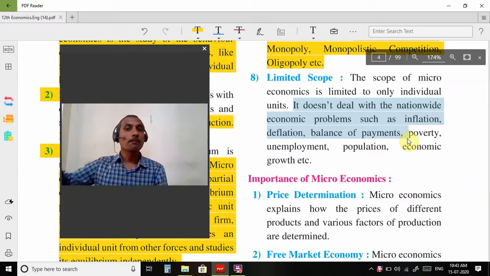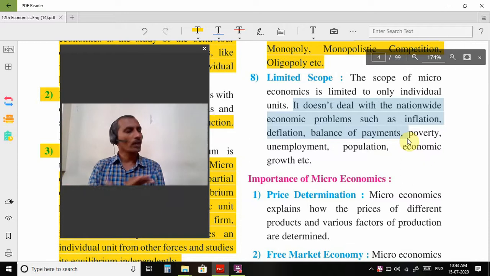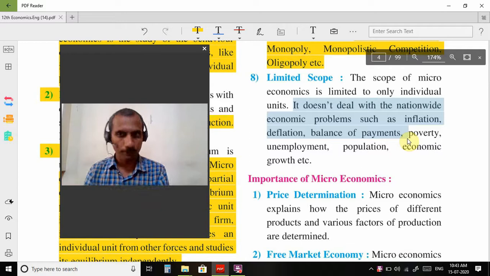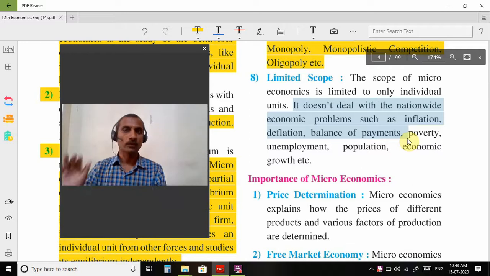We will study in macroeconomics. Poverty will not be studied here. We will study poverty, unemployment. This is a nationwide problem, a national problem. So we will not study it in microeconomics. In microeconomics we are not going to study national poverty, national unemployment, or population. So we will study these in macroeconomics.